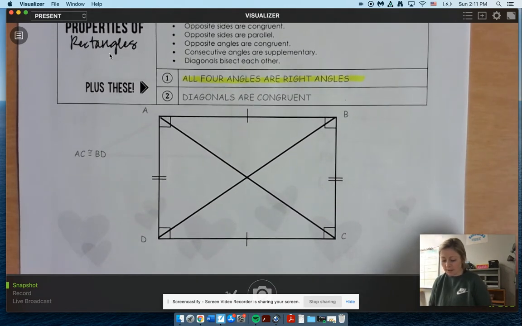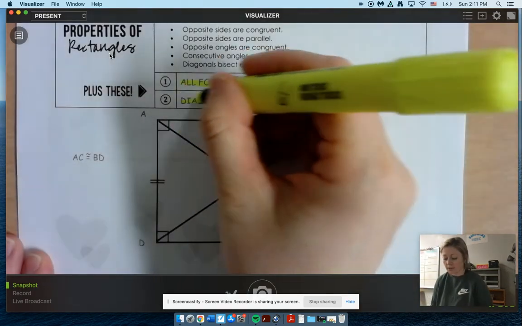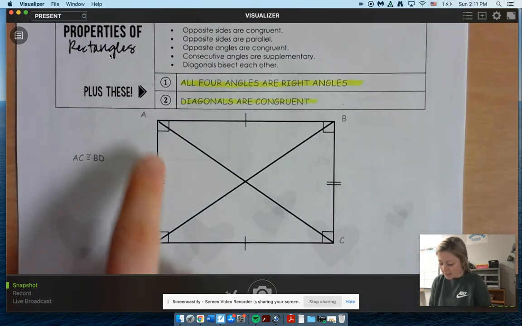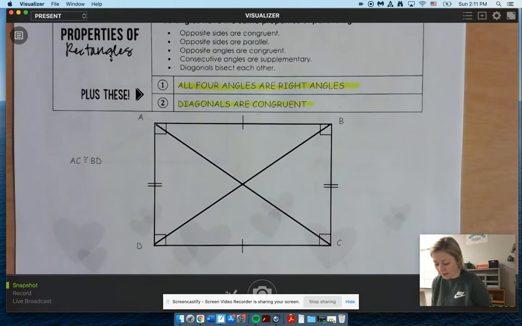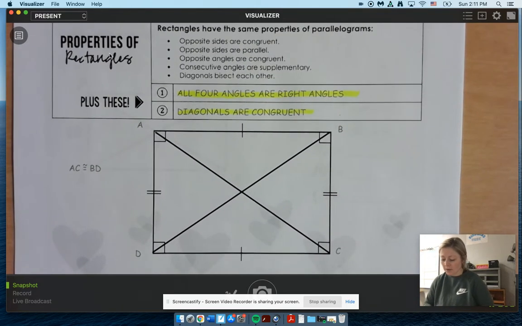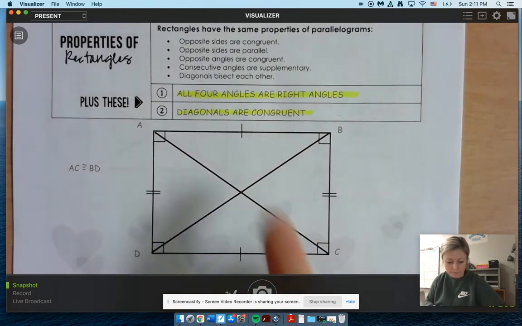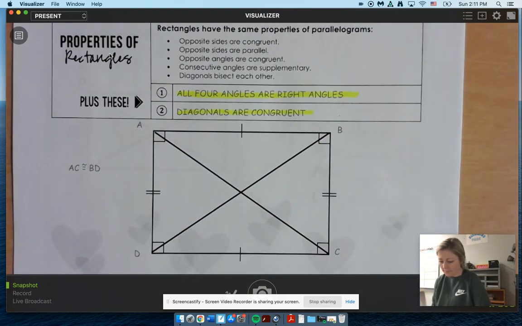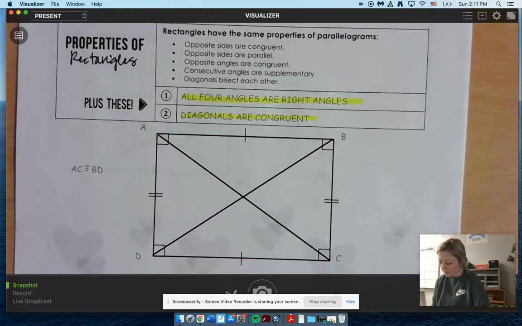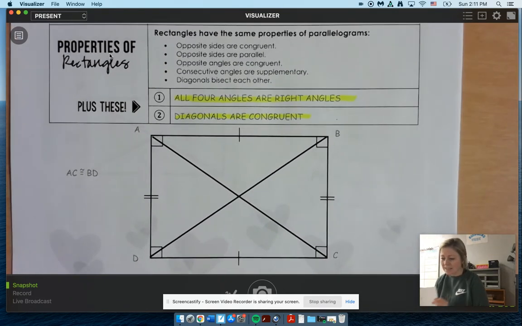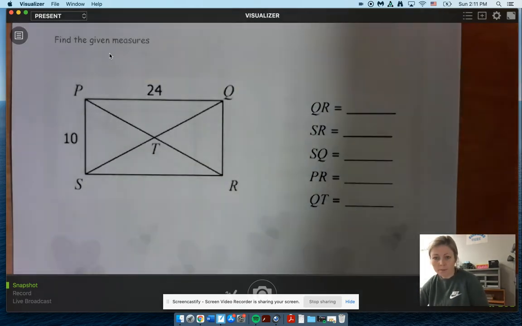And then the other thing that makes a rectangle compared to just a regular parallelogram is that the diagonals are congruent. So AC is congruent to BD. They are the exact same length. So again, the angles in the corner are right and your diagonals are congruent. Let's see if we can find some side lengths now.